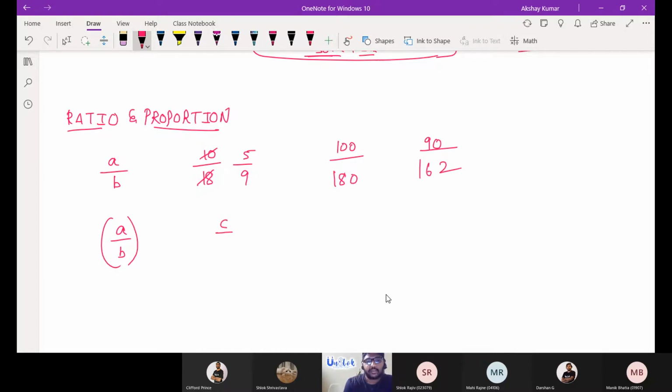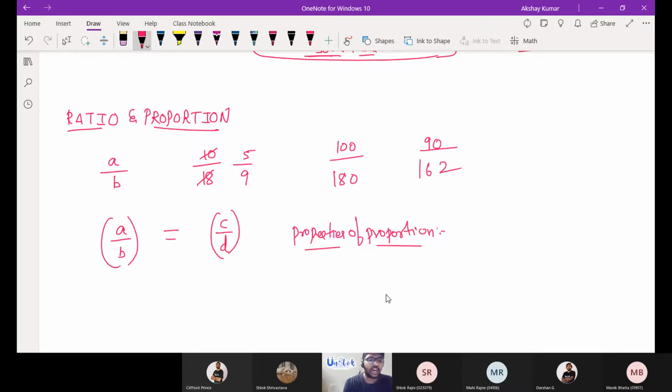If I divide them, I'll get c by d. So when do I tell they are in proportion? When a by b becomes equal to c by d, we tell they are in proportion. So here we will be learning what all properties of proportion there are. We will be discussing properties of proportion, and you will have problems on these properties.